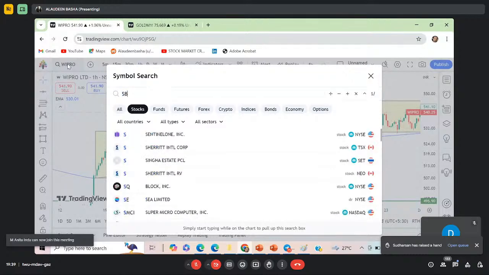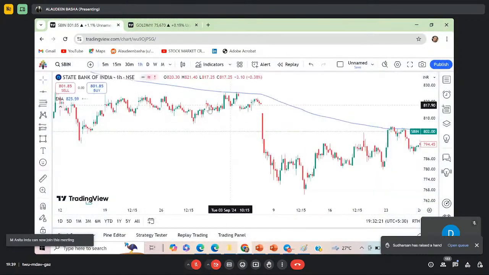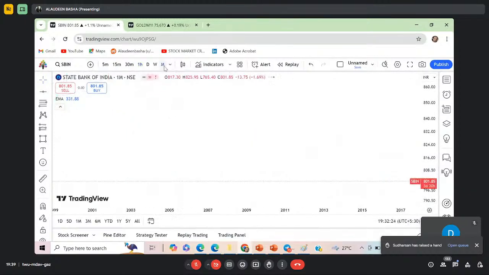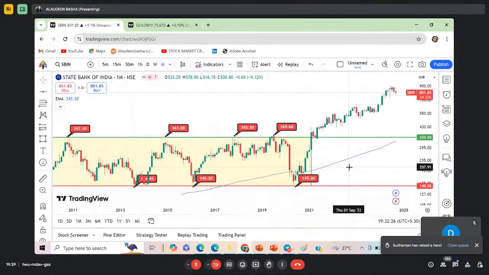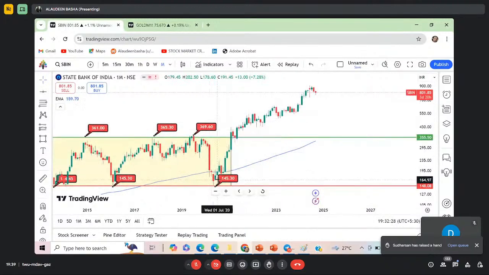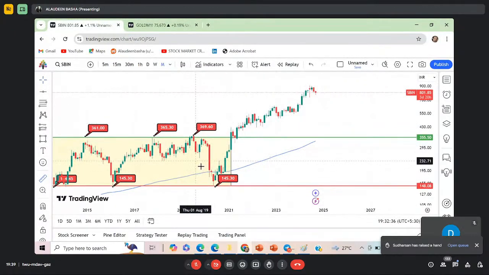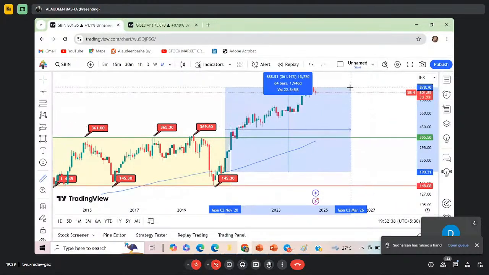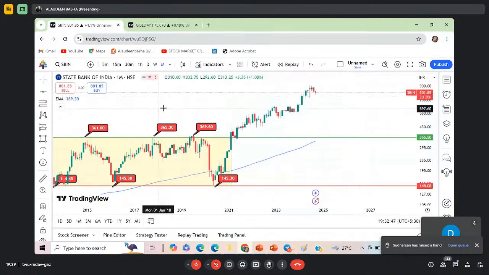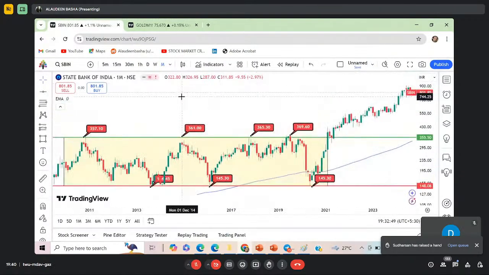For example, I will move on to SBI. For the long term in monthly, you just refer to it. Once its buy signal occurred in October 2020 at the cost of 180, it moved from 180 to 688, almost 400% for the long term. So from a long-term perspective, EMA 200 is good for a long-term investor. Again, I'm saying you can add EMA as an add-on value, not for confirmation.